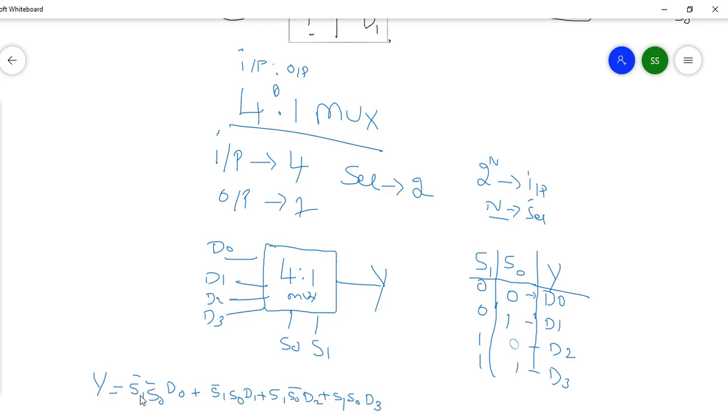This is your logical equation, so we can make four equations like this, for D0 when both select lines are 0 0. Now you can draw the logic diagram for this one.